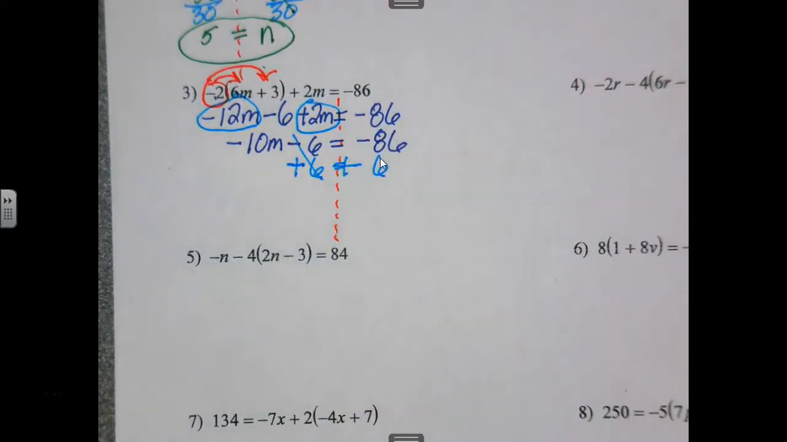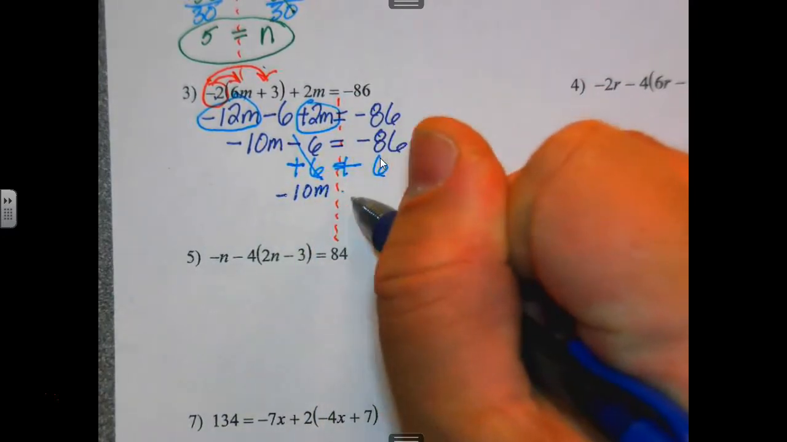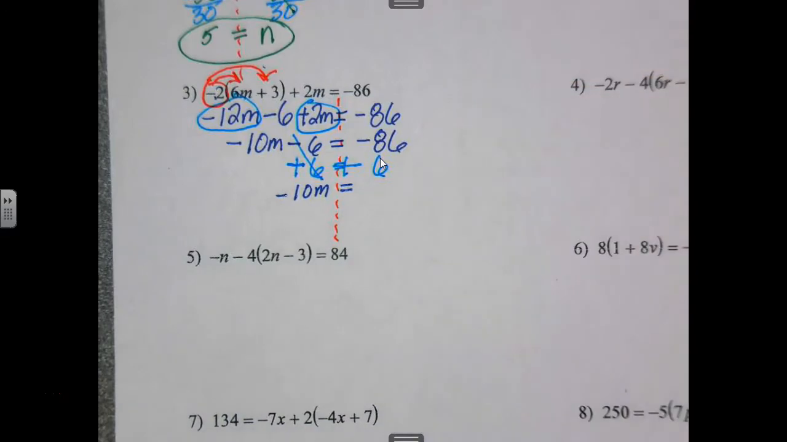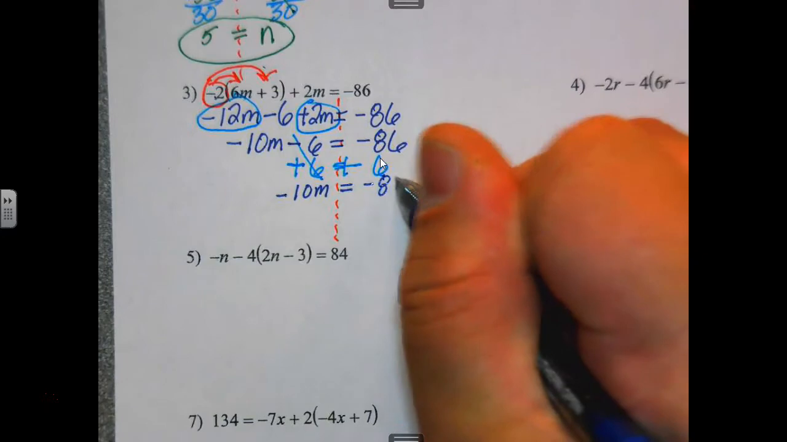These add up to 0. I get negative 10m equals negative 80.